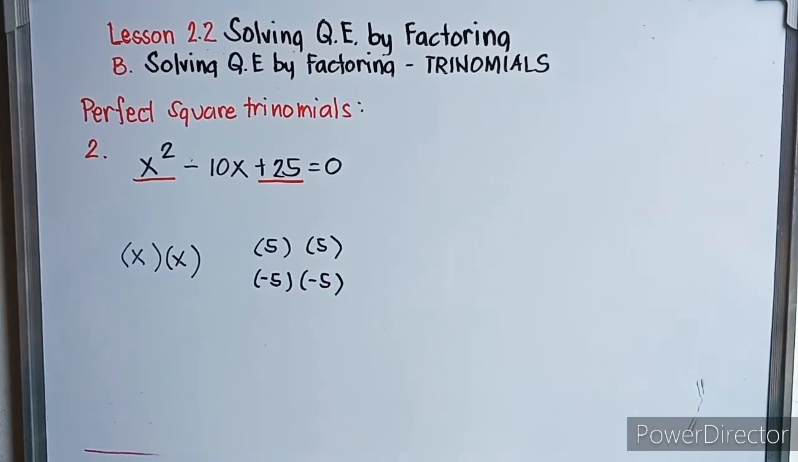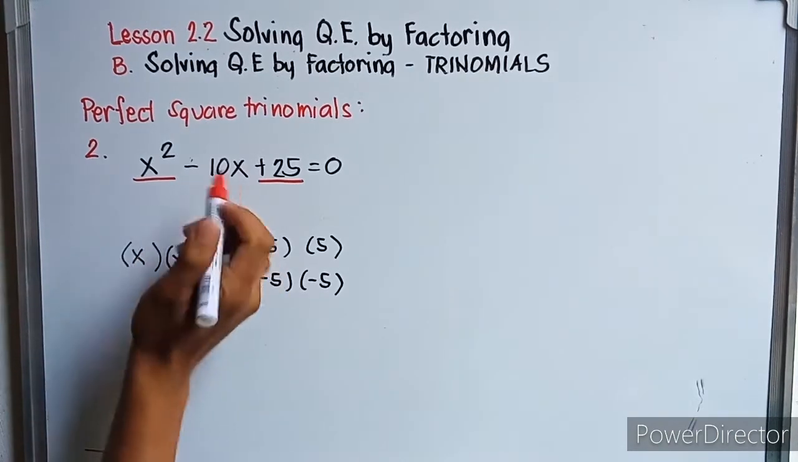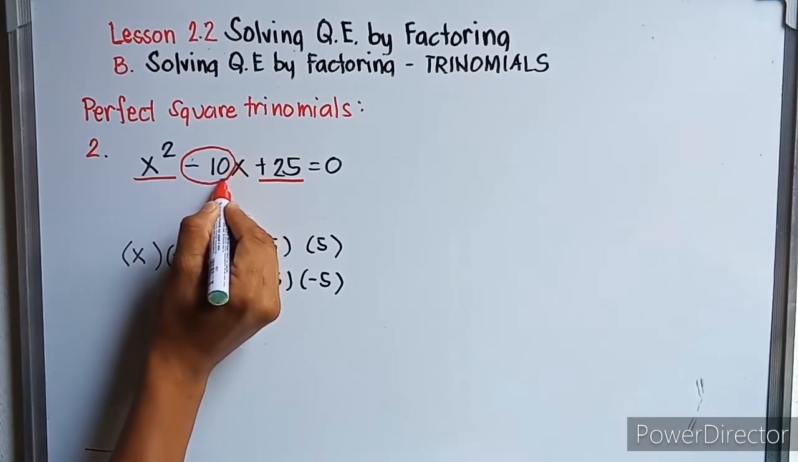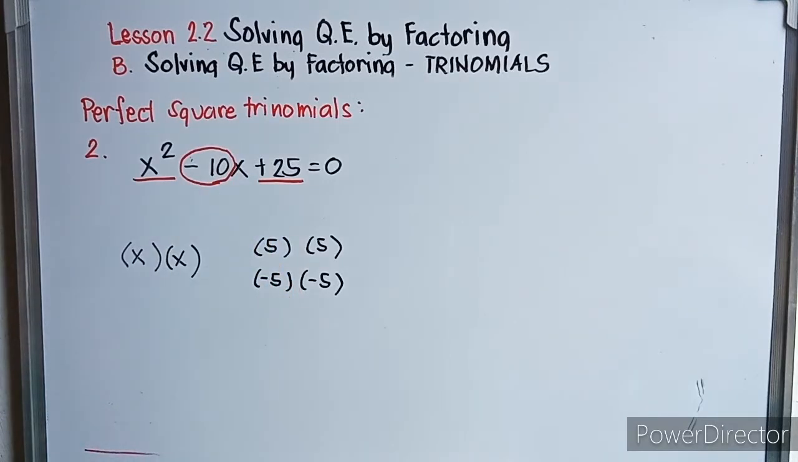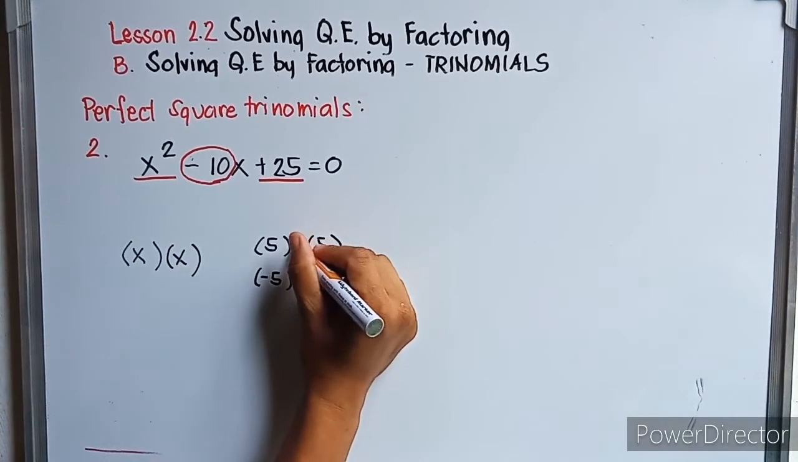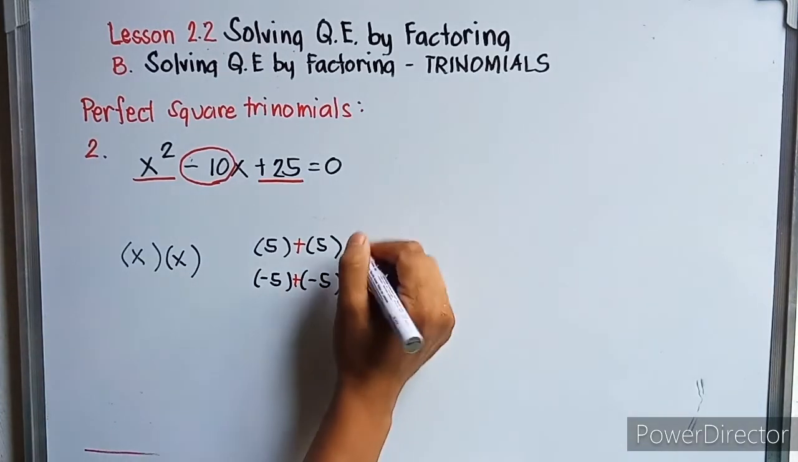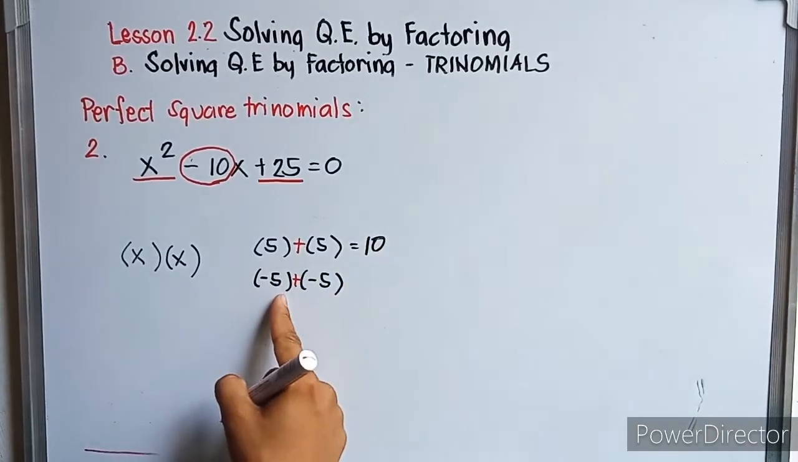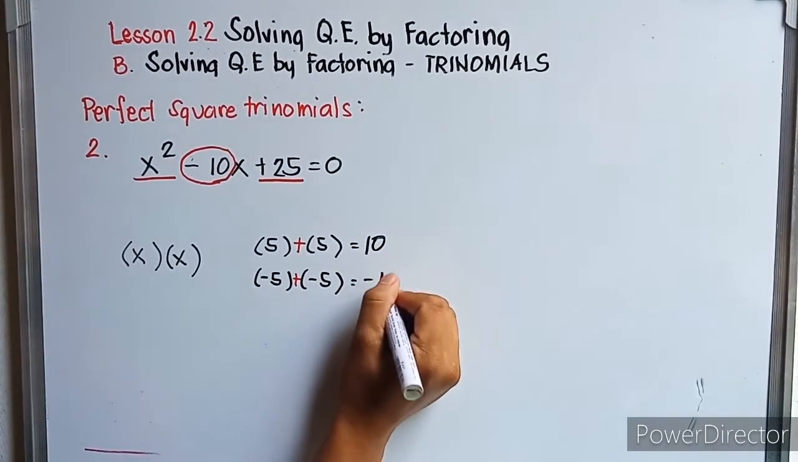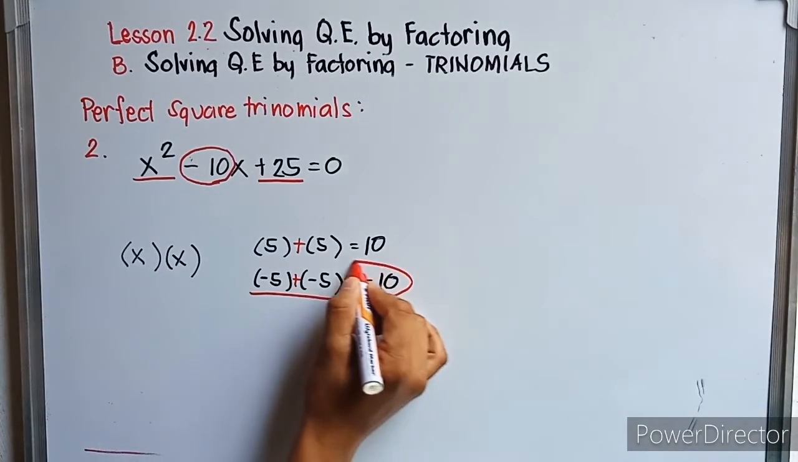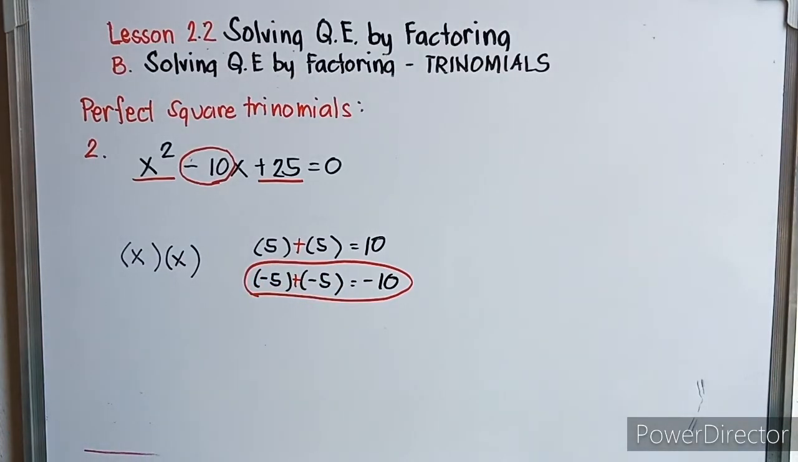Now, which of these factors will be the correct one? Take a look at our linear term. Our numerical coefficient is negative 10. So which of these two factors will we take? Let's add the factors. What is 5 plus 5? That is 10. Negative 5 plus negative 5 is negative 10. So which will we take? Our negative 5 and negative 5.